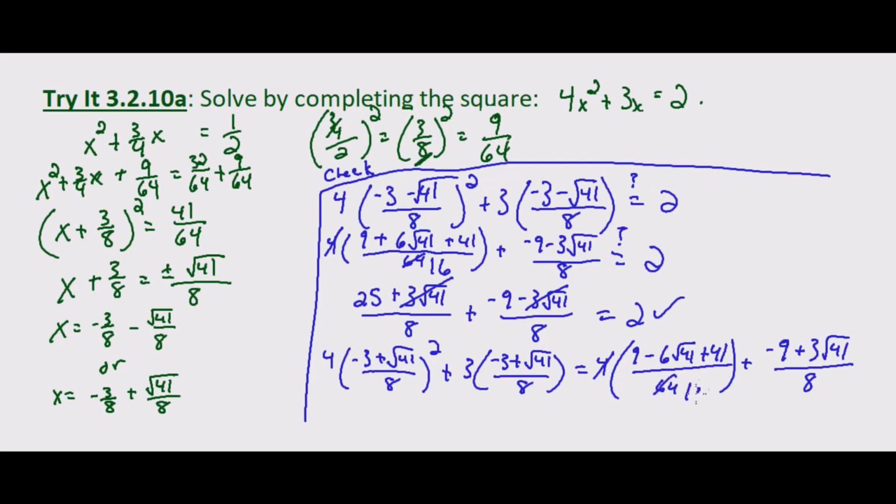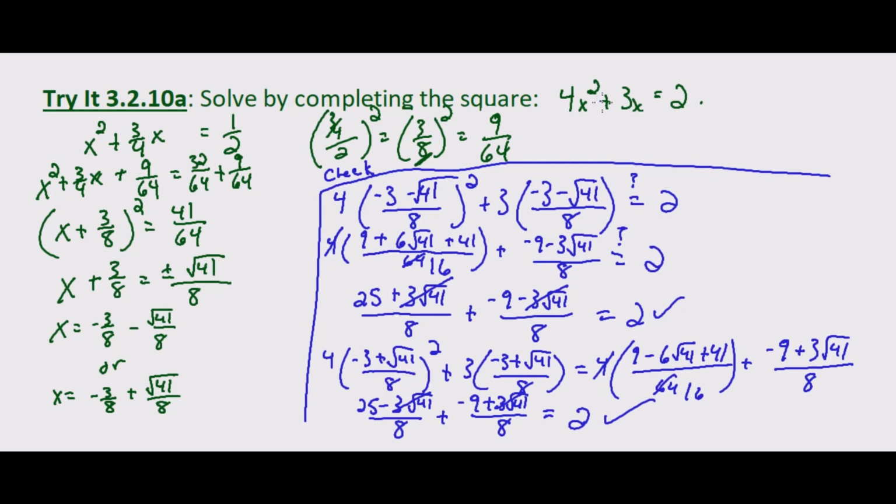Cancel the 4, that becomes 16. We end up with the same thing, only we have 25 minus 3 times the square root of 41 over 8 plus negative 9 plus 3 times the square root of 41 all over 8. The 3 times the square root of 41 is canceled. 25 minus 9 is 16, divided by 8 equals 2. So that solution checks as well.